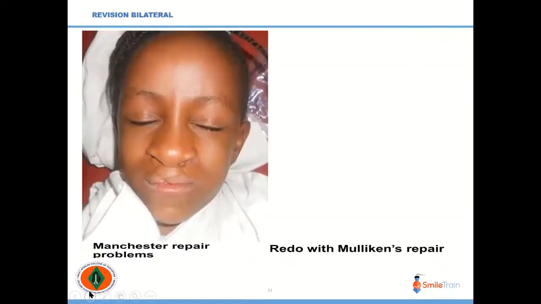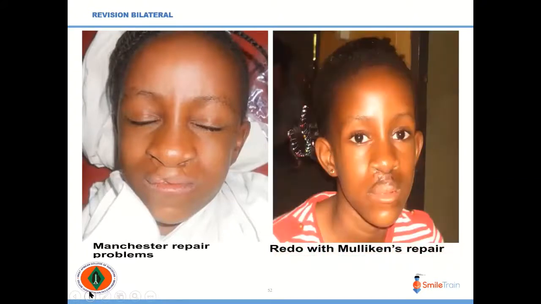Next, please. That's him. Next. Now, this is why I said I don't like the Manchester. This girl had a Manchester repair. It's more of a straight line. You can see that in the center, the lip is still slightly open, and the look is somewhat unnatural. So we did a redo with Mulliken, and this is the same girl. So if you do a Mulliken repair and then you take care of the nose, you are going to get a much more satisfying and acceptable result.